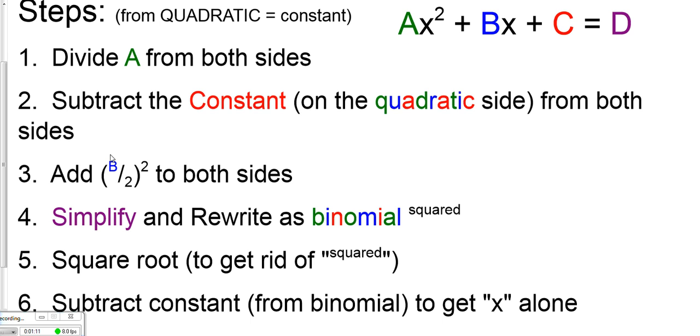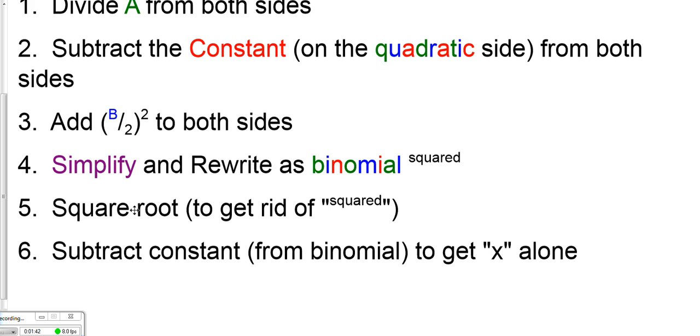Next thing you do, you add that b over 2 squared to both sides. Again, you can think of this as b divided by 2. You can think of it as half of b. But then once you find that half of b, you square it, and that's what you're adding on to both sides. This side you will simplify. This side, the one that has all the x's still, you rewrite as a binomial squared. To get rid of that squared, we square root both sides of the equation, and then you subtract the constant from your binomial to get x alone.